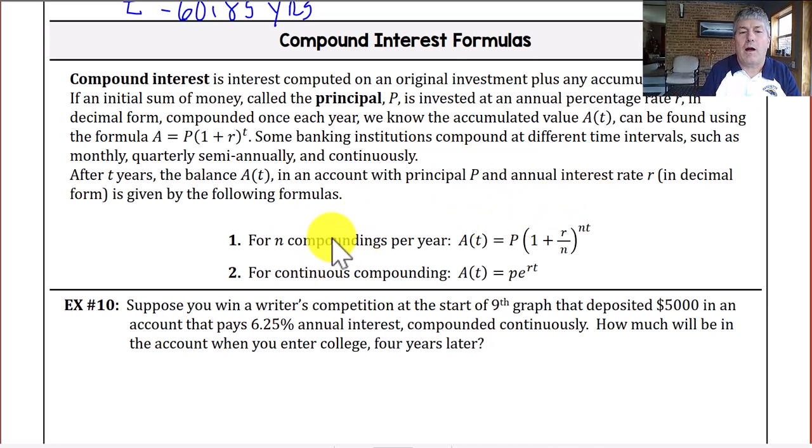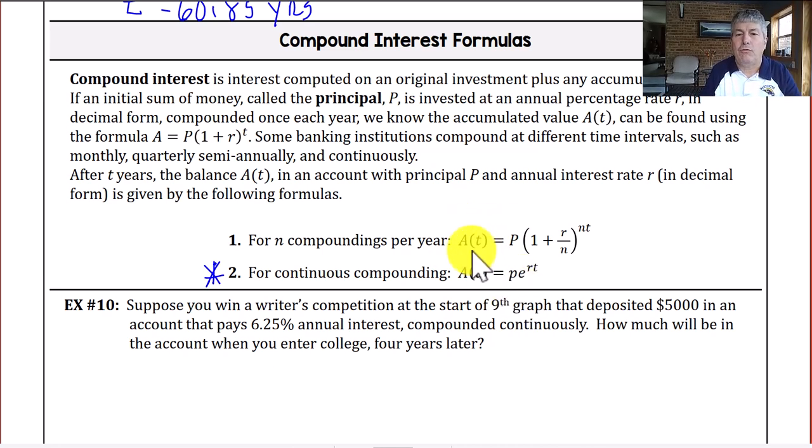So the more compoundings there are for you, the more times they add the interest to the principal so it earns more interest, the better off you are. So you prefer to have monthly compounding as opposed to annual compounding. And daily compounding is even better than monthly compounding. But what's even better than daily compounding is continuous compounding. So that is a formula that involves our constant e.